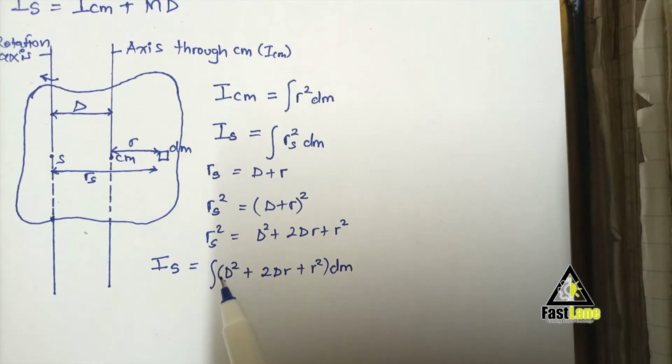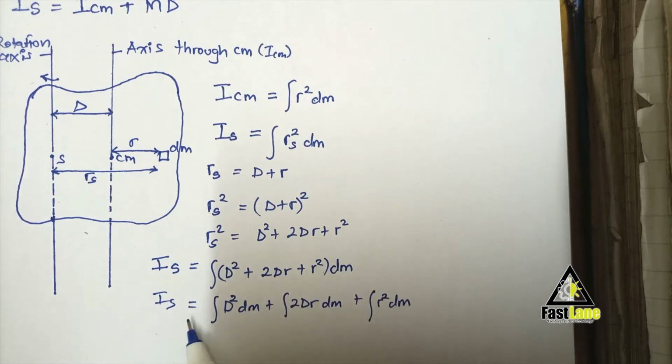So when we replace r_s squared back in our I_s, we have the integral of d squared plus 2dr plus r squared with respect to dm. On splitting the integral, we generate the integral of d squared dm plus the integral of 2dr dm plus the integral of r squared dm.